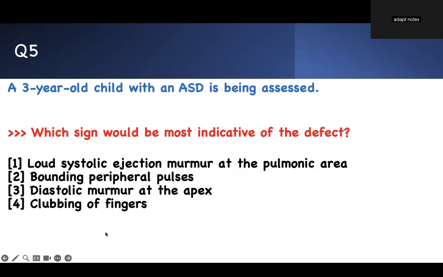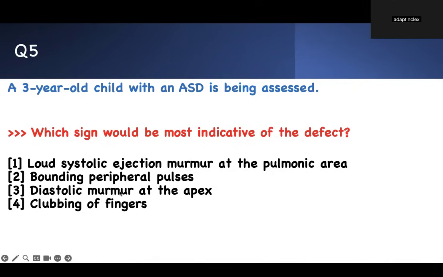Next question. Number 5, we are halfway. A 3-year-old child with an ASD is being assessed. Which sign will be most indicative of a defect? The same thing. What kind of information will you know about ASD, which is atrial septal defect? Do you hear a loud systolic murmur at the pulmonary area? Do you hear bounding peripheral pulses? Do you have a diastolic murmur at the apex and clubbing of the fingers?